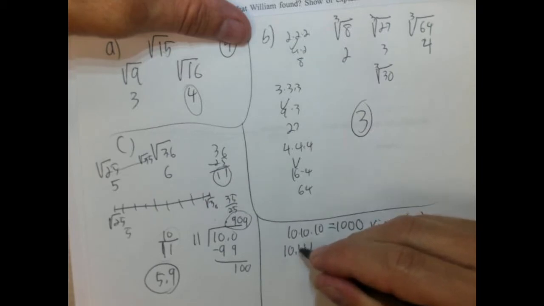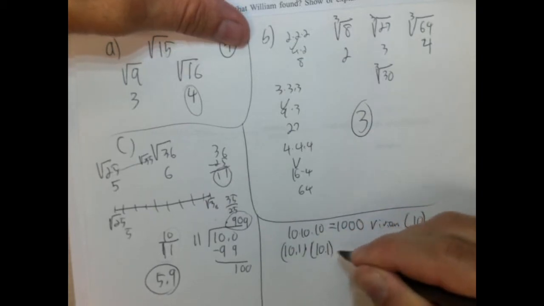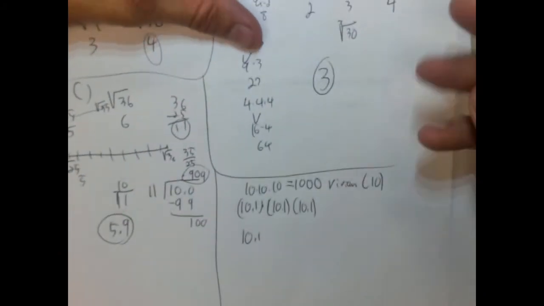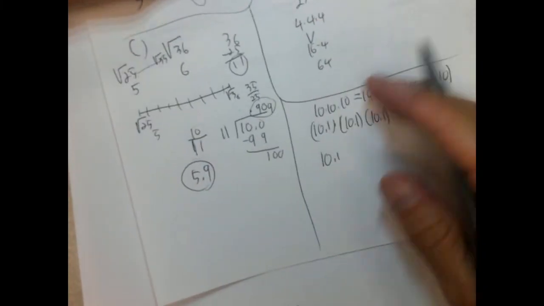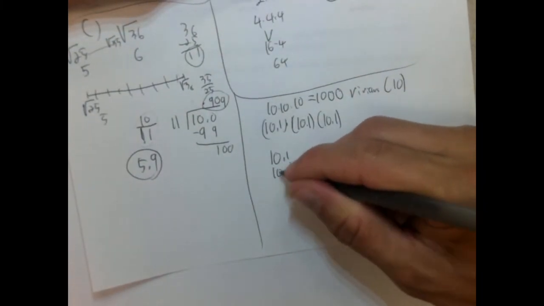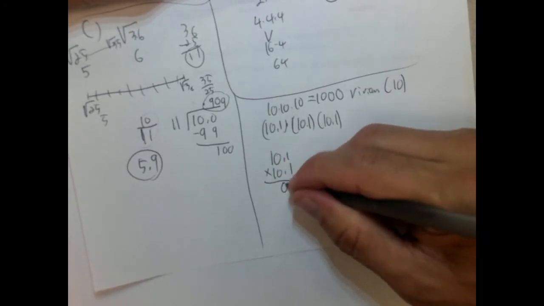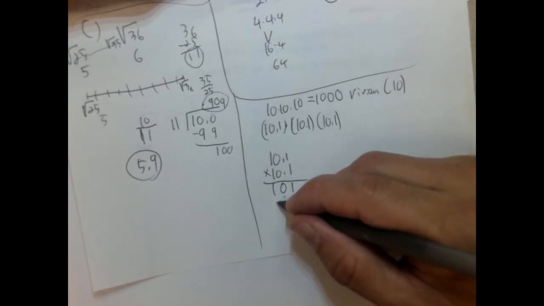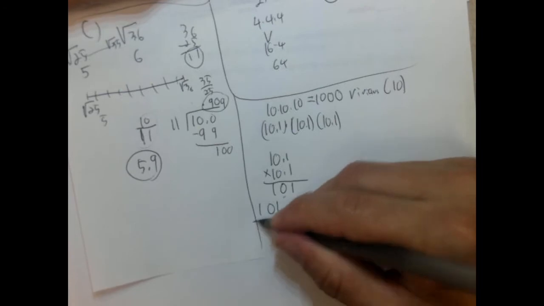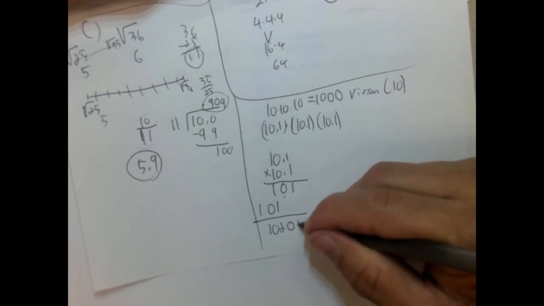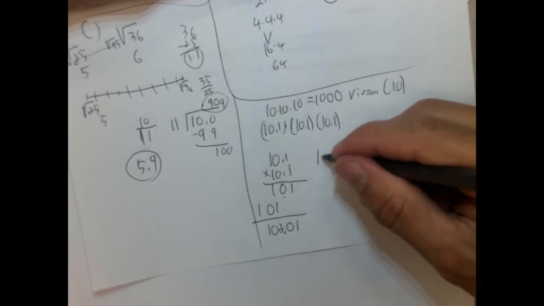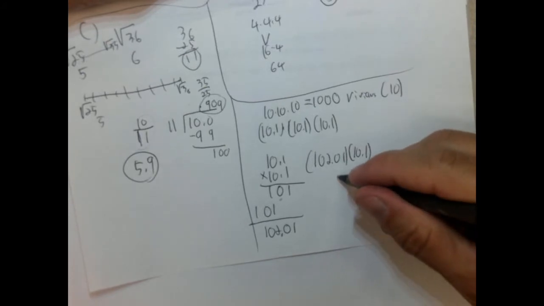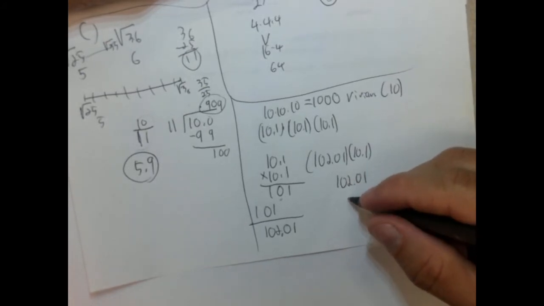So 10.1 times 10.1 times 10.1. All right, so we don't have a calculator for this, just this old-fashioned way. There's another way, you could do what I did here, but I think this is actually the quickest way to do it. 10.1 times 10.1. Then bring it over, 0, and then 2 decimals, so there we go. So 102.01 times 10.1.